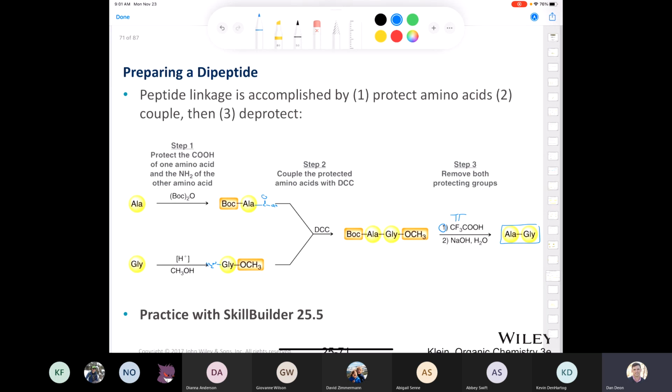Treatment with TFA removes the Boc, and then you hydrolyze the methyl ester with sodium hydroxide. So that's just a saponification reaction, which is totally fine. What was I going to say about that? Yeah, that's good. Nothing more than that.